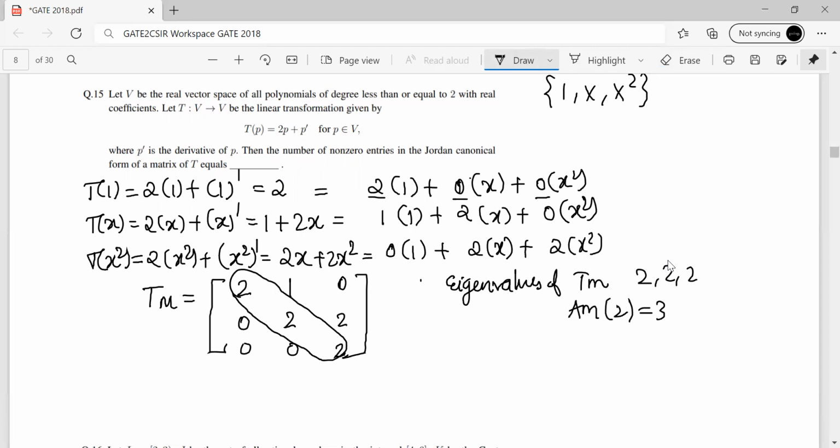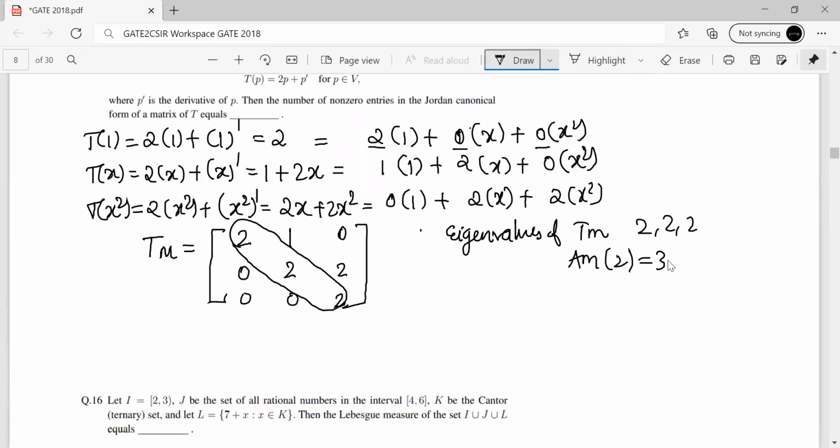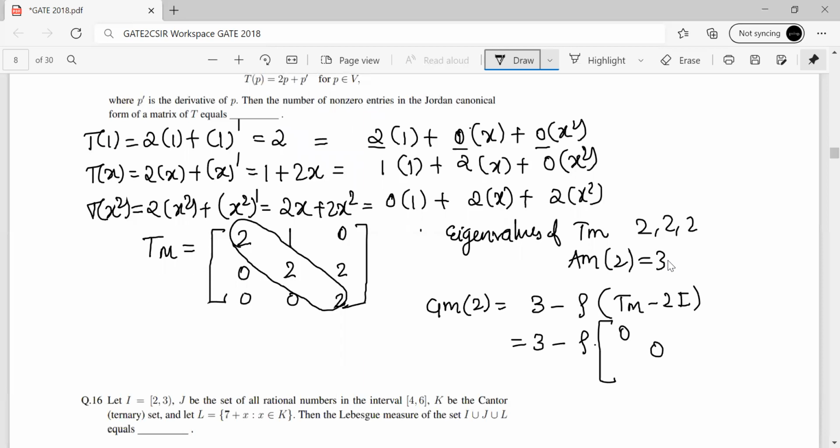So I just need to check if this matrix is diagonalizable. For that I'll find the GM. So the geometric multiplicity of 2 will be equal to 3 minus the rank of this matrix, T_M minus lambda I. This is the formula to find it. Now I'll consider 3 minus the rank of this matrix. That means 2 times identity will be subtracted. So 2 minus 2 will give me 0, 2 minus 2 will be 0.